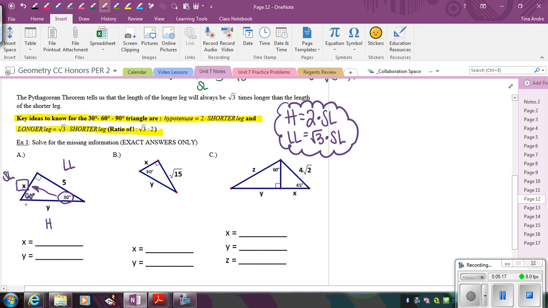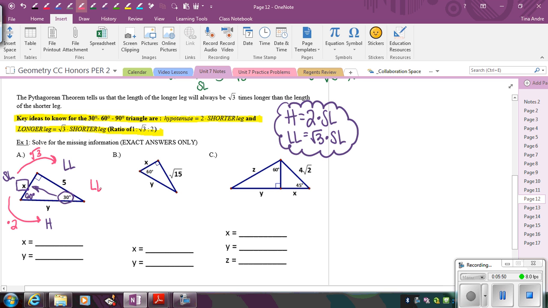So we know that if we start with the shorter leg, to get to the longer leg, it's going to be times radical 3. And to get to the hypotenuse, it's going to be times 2. So you can write out these formulas and plug in, or you can label your picture, which is kind of the same thing as doing the formula. It's just more of a visual way. So regardless, we always need to get that shorter leg. So when you look at this, we have the longer leg, and we're trying to find the shorter leg. So let's start with using that formula or that relationship there.